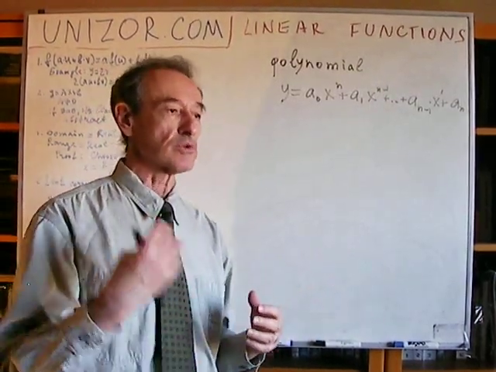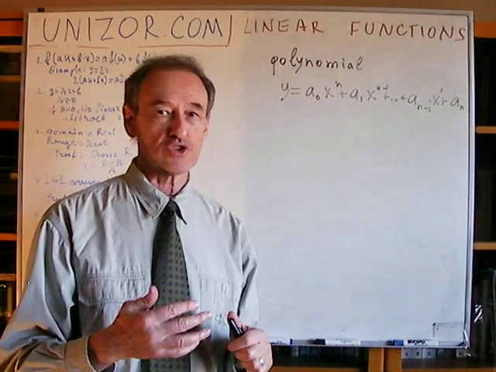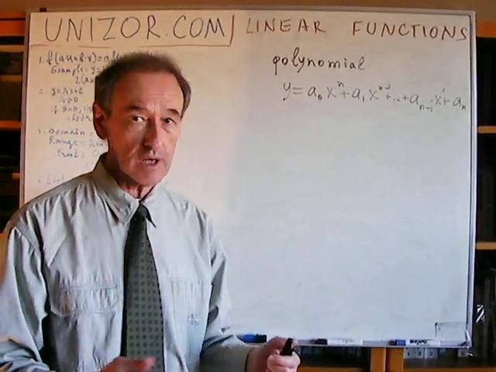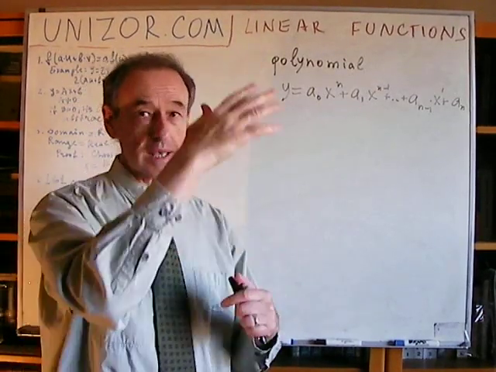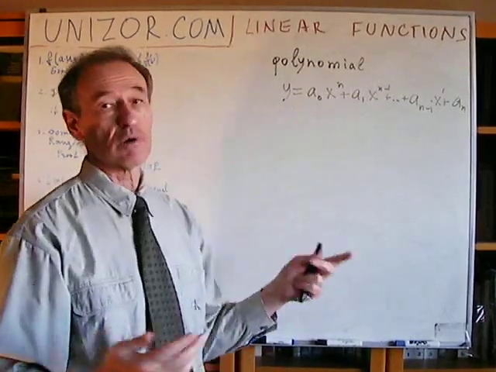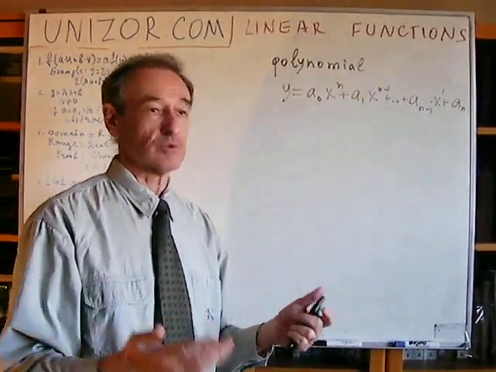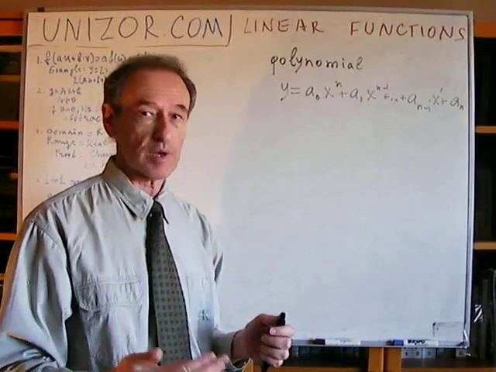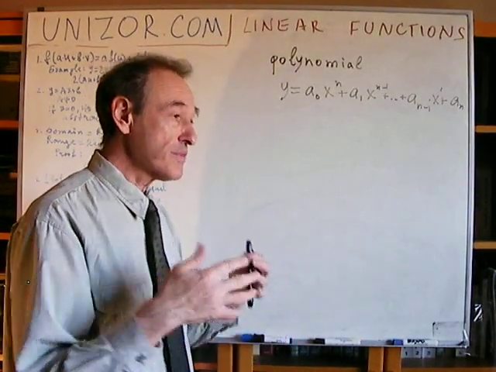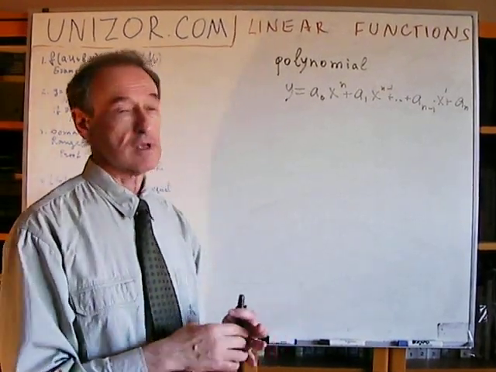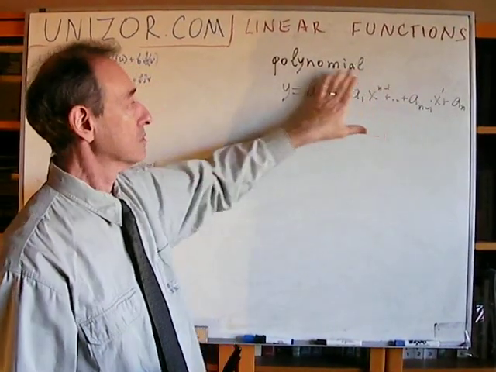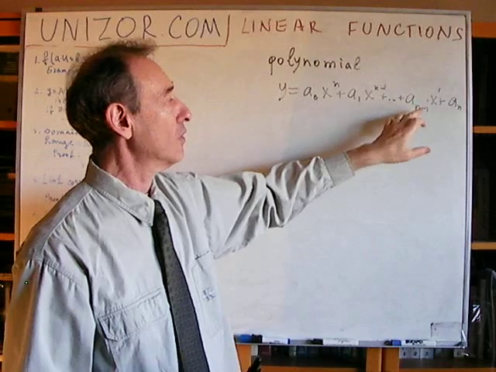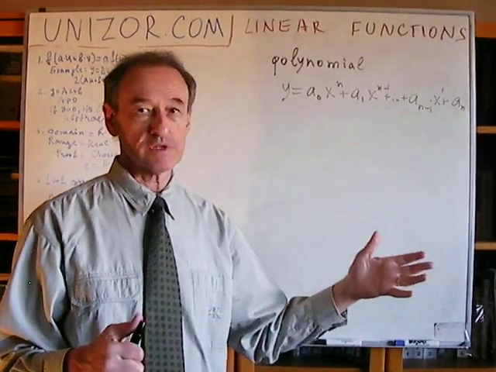So if we want to really qualify a polynomial function as the function of certain degree, then the maximum degree x is raised into should have a non-zero coefficient. Otherwise, we can't really say that this is nth degree polynomial function. Well, from this perspective, linear functions are polynomial functions of the first degree. So these coefficients are equal to zero, but this one should not be equal to zero.